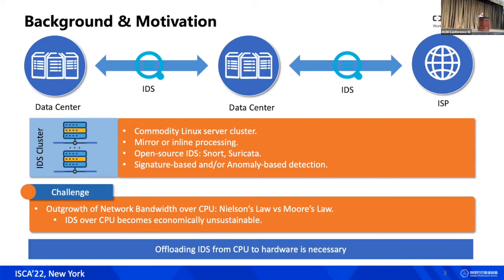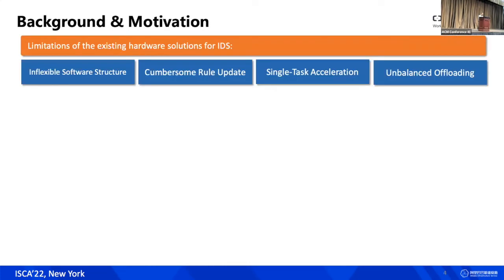Therefore, it is absolutely necessary for us to offload some of the CPU load, especially IDS, from the CPU to hardware. Now, we're not the first to propose this kind of offload. Although there are a lot of existing solutions for offloading, there are some limitations. This includes inflexible software structures. Some solutions have a very rigid software structure, and it is unamenable for us to integrate them into our in-house software stack. So that's really a problem.